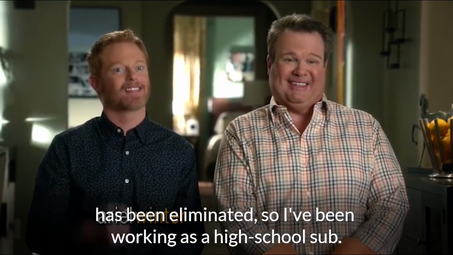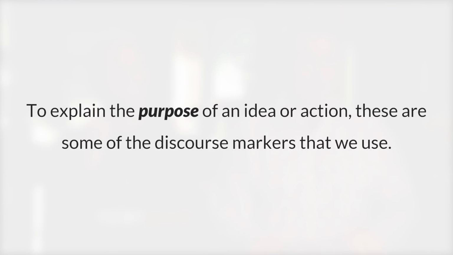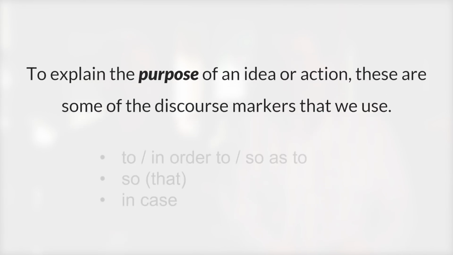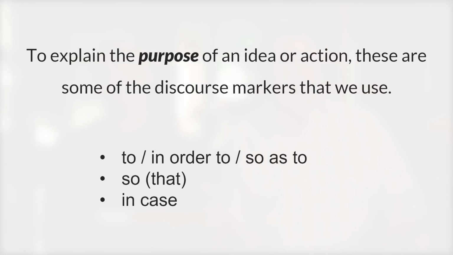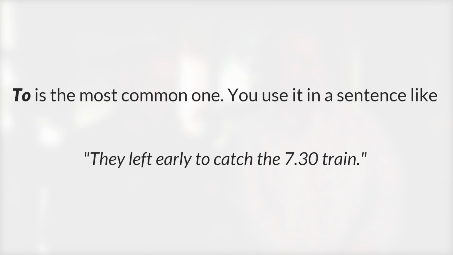To explain the purpose of an idea or action, these are some of the discourse markers that we use. To is the most common one. You use it in a sentence like, they left early to catch the 7:30 train. In order to or so as to are more formal.